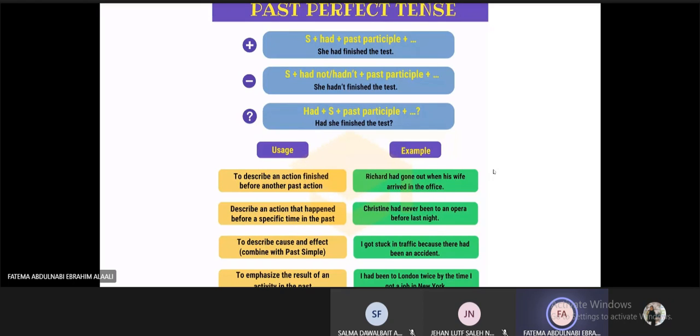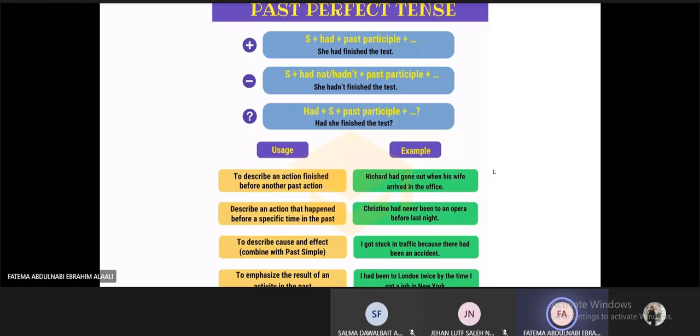Number two, describe an action that happened before a specific time in the past, okay? Like, Kristen had never been to an opera before last night, okay? شنو describe an action that happened before a specific time. يعني last night, قبل last night, okay, he had never been to an opera, okay? But things have changed from last night.